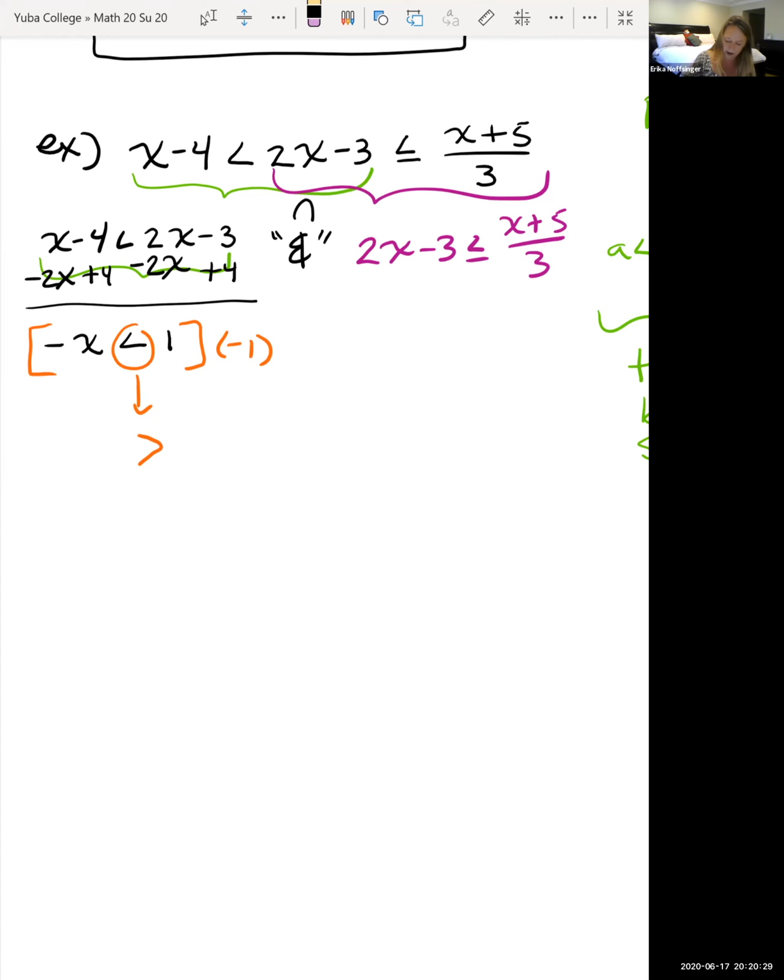So now it's a greater than sign. So negative 1 times negative x is positive x, is greater than negative 1 times 1, which is negative 1.